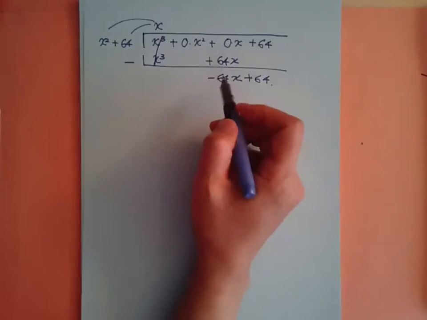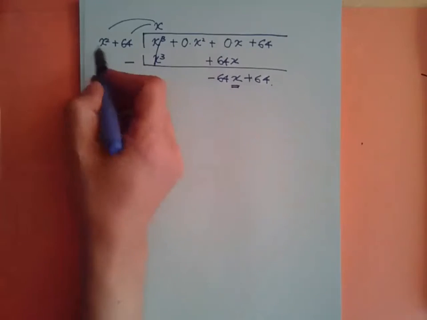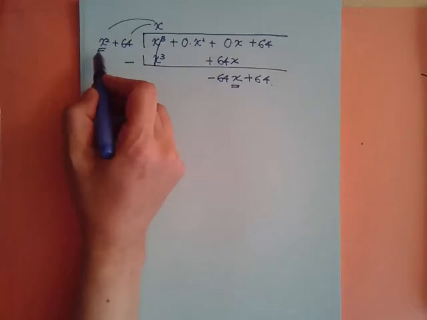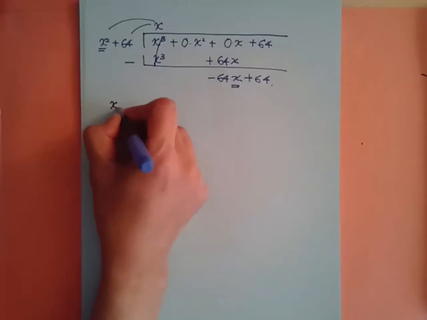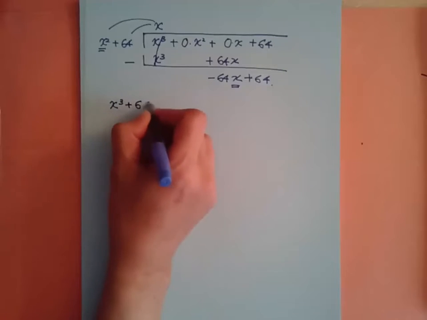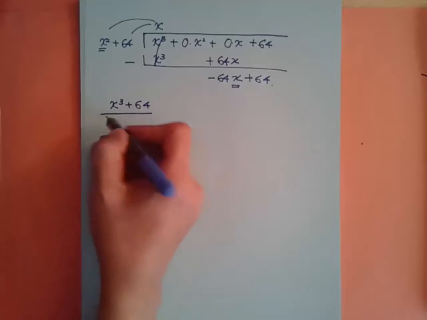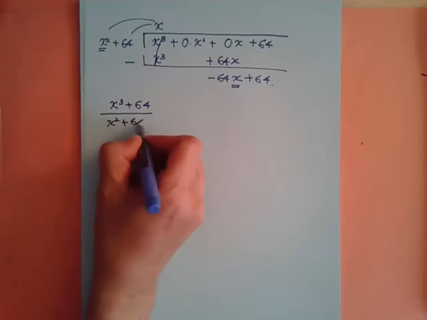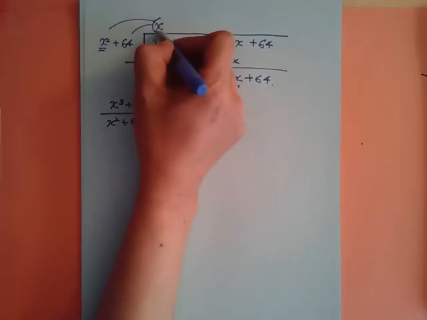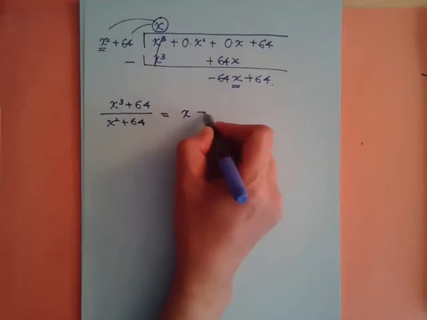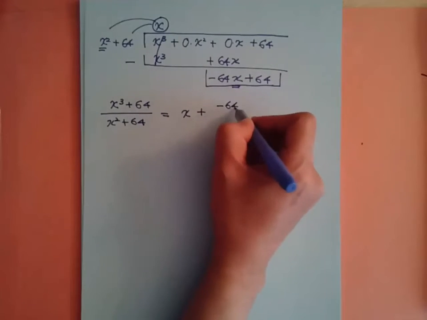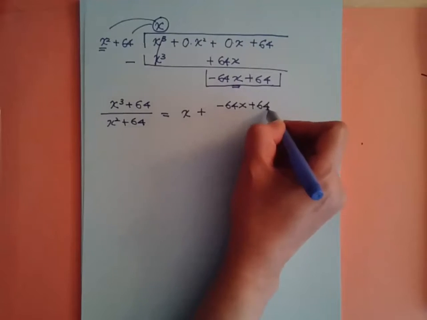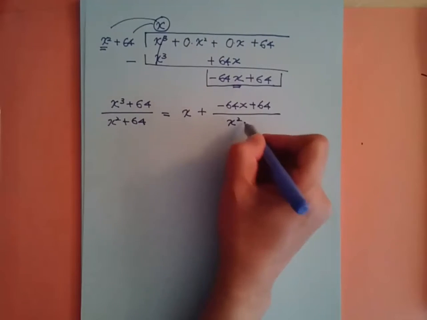If you look at this, this is degree 1 and this is degree 2. The denominator's degree is now higher, so we stop dividing. So the way we write the given fraction, x cubed plus 64 over x squared plus 64, will be x plus, and we write this remainder in the numerator, minus 64x plus 64 over x squared plus 64.